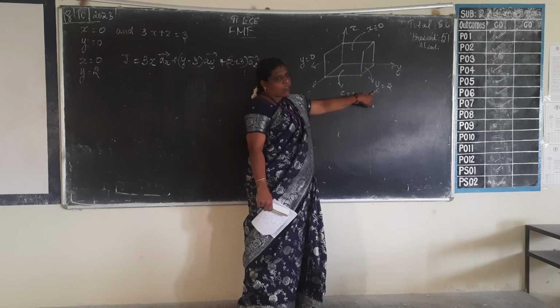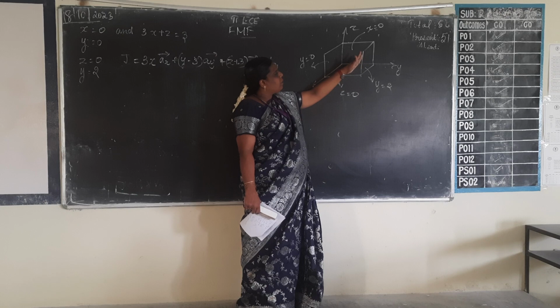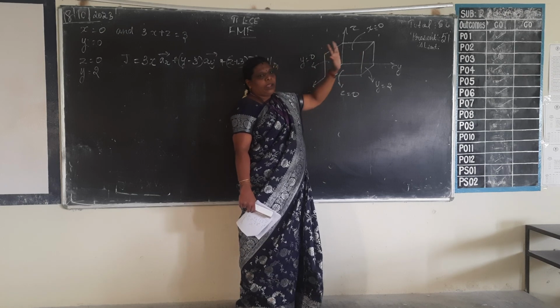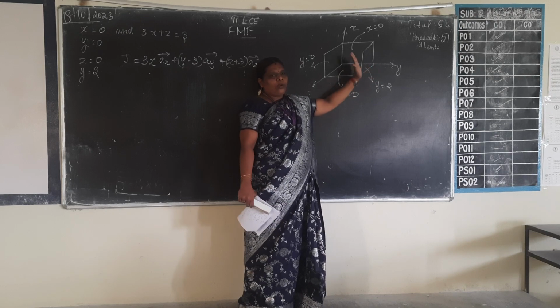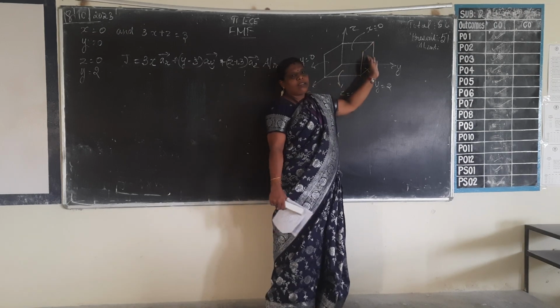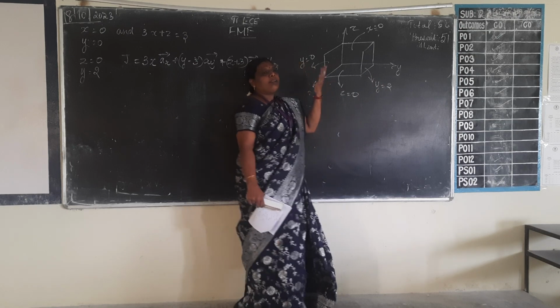One more parameter is given, y is equal to 2. Y is equal to 2 means again it will be in xz, parallel to it. That is why this surface is taken as y is equal to 2. Clear now?